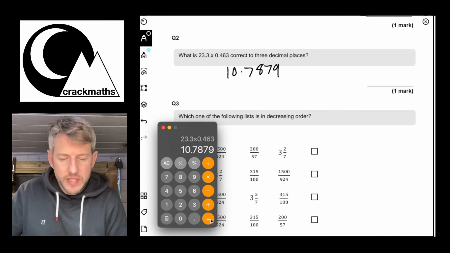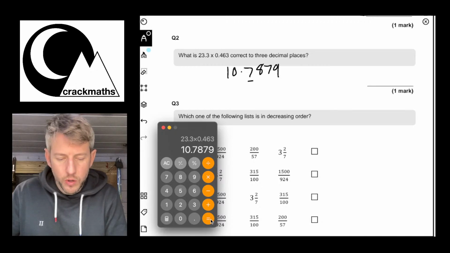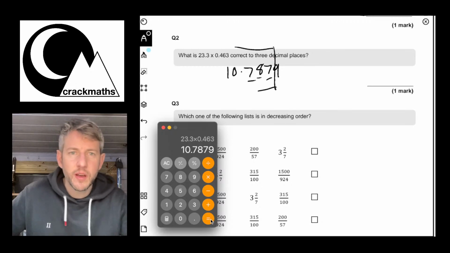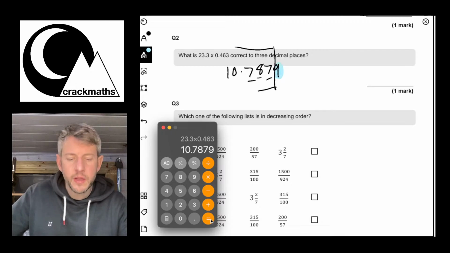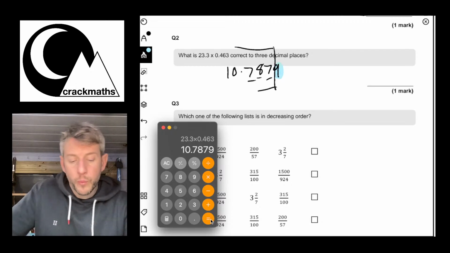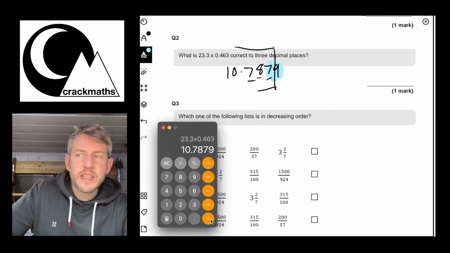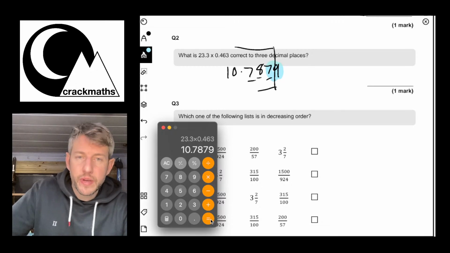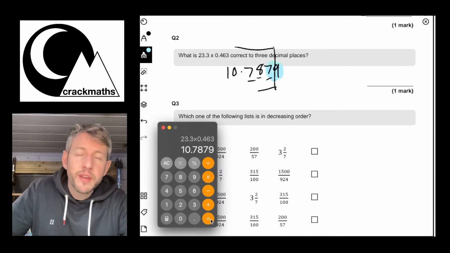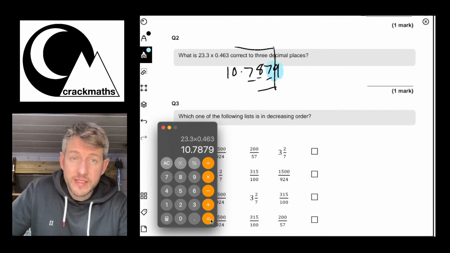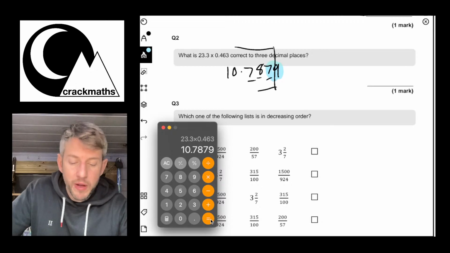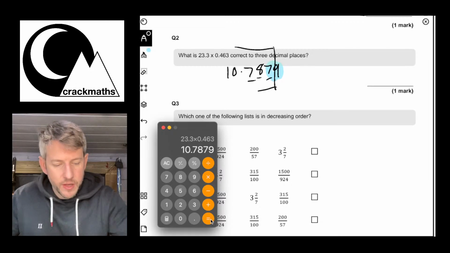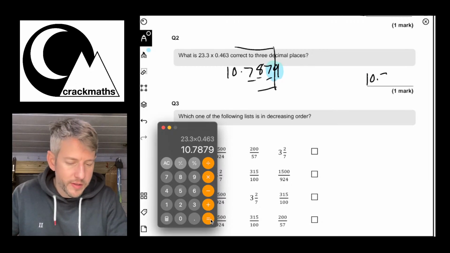10.7879. And we want it correct to 3 decimal places. 1, 2, 3. So we want these 3 numbers to all remain. Okay, so we've got to decide what happens with this 9. Well, we kind of look at this number, really. Is this 79 closer to being 80? Which if it is, we'll replace the 7 with an 8. Or is it closer to being 70? Which, if it is, we will just leave it as a 7. Well, 79 is much closer to 80 than 70. So we're going to just round this up. So the answer to this will be 10.788.